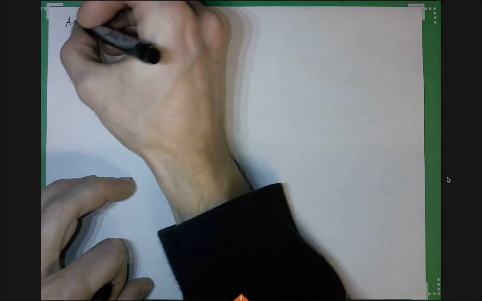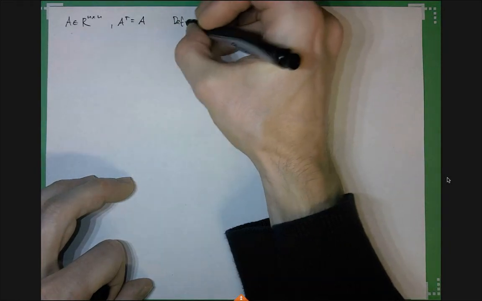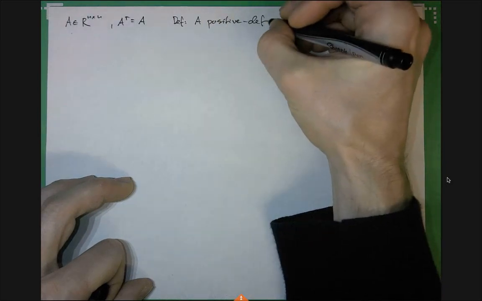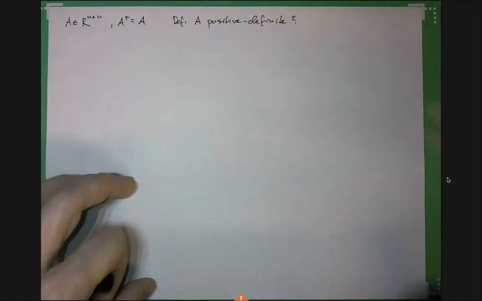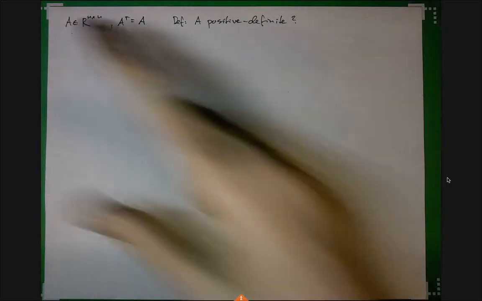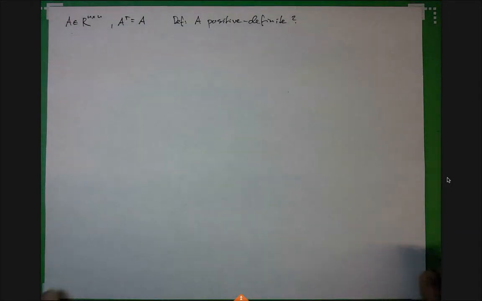So let's recall what it means for a matrix to be positive definite. So first of all, I have a matrix which is square and symmetric, and then what is the definition of A being positive definite? So first thing I would like you to do is to recall the definition. I tell you that the matrix is square and symmetric, and I want you to tell me the definition. What does it mean for a matrix to be positive definite?